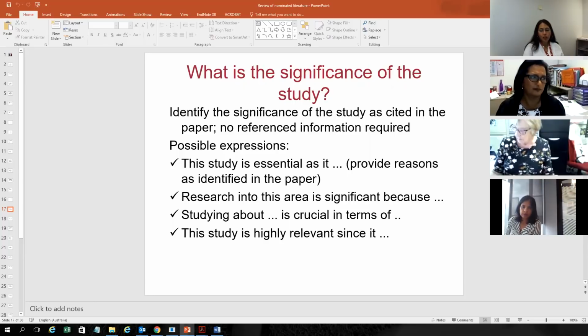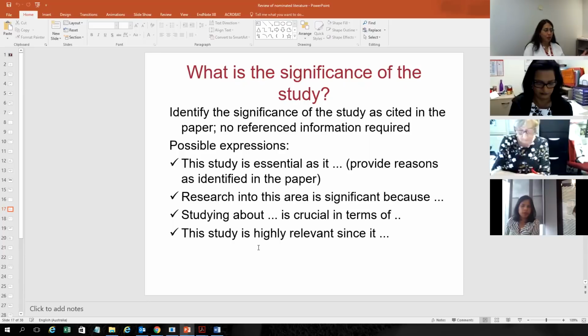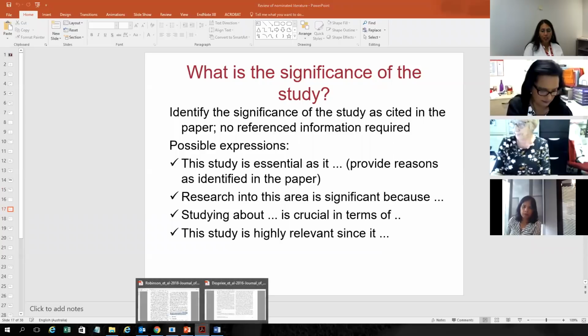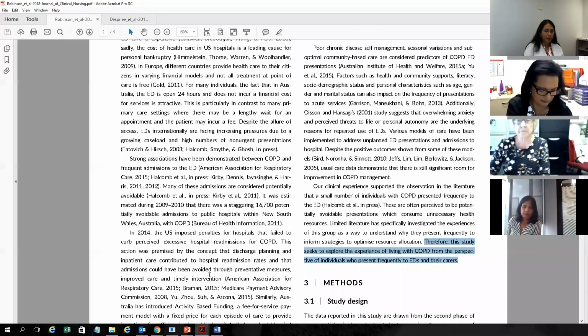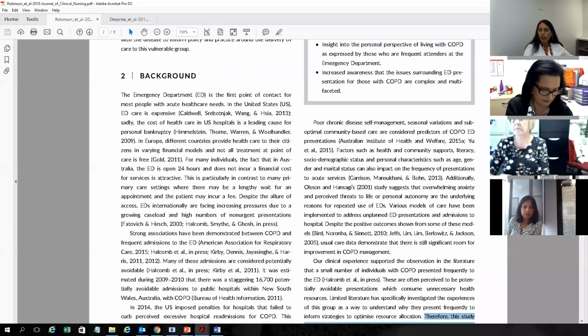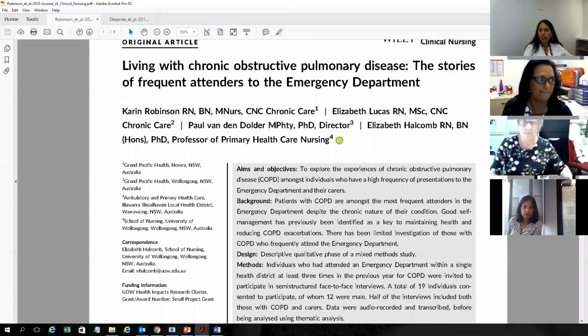So another way of expressing it would be research into this area is significant because, or studying about whatever it is you're studying, COPD. So studying about COPD is crucial in terms of, or this study is highly relevant since it, etc. So let's take a look at your article and try to come up with the significance. So this is the article on COPD.